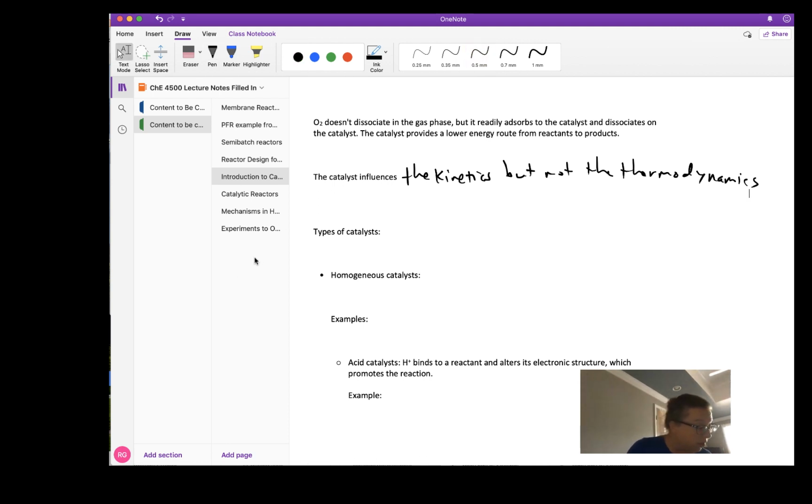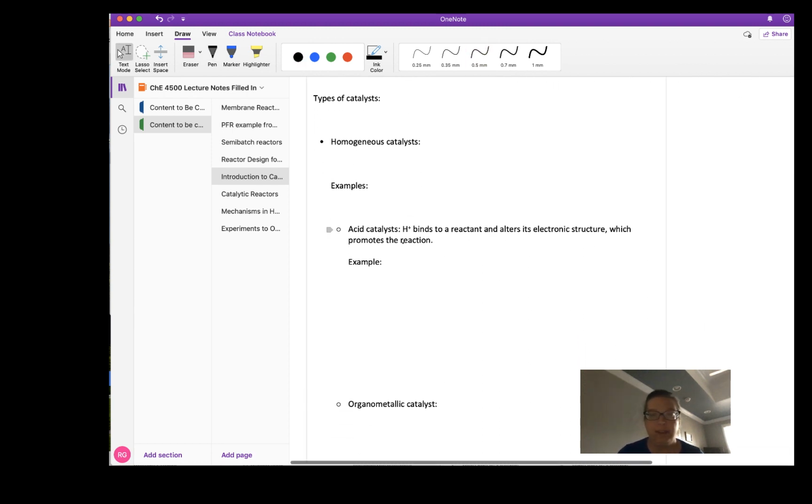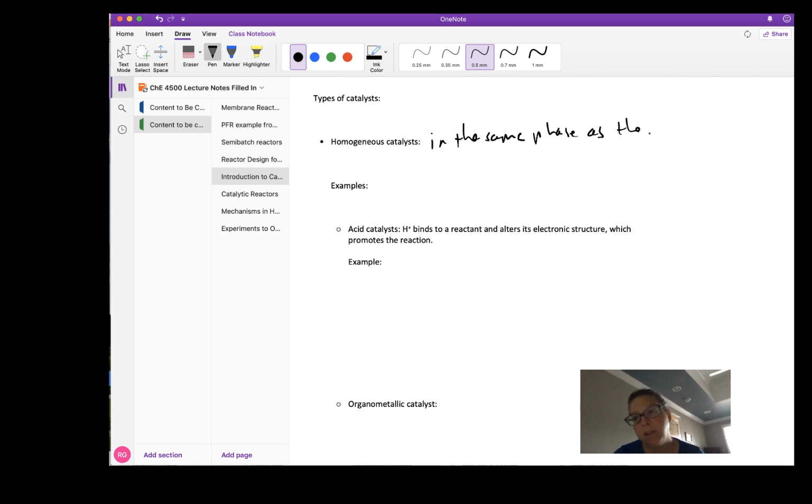So that's kind of an introduction to what catalysts do. Let's now talk about types of catalysts. There are two broad classes: homogeneous catalysts and heterogeneous catalysts. To be classified as homogeneous or heterogeneous, it depends on the phase of the catalyst relative to the reaction environment. So a homogeneous catalyst is in the same phase as the reactants, let's say the reaction environment.